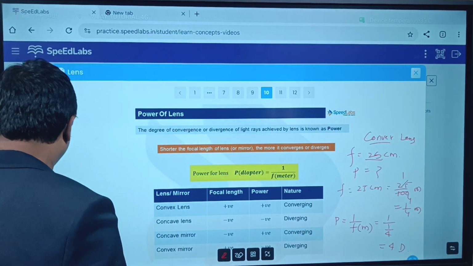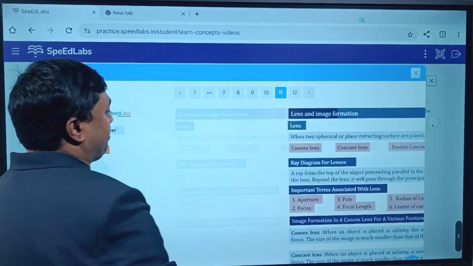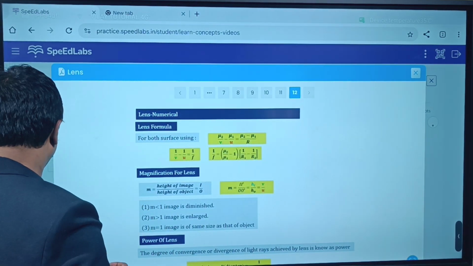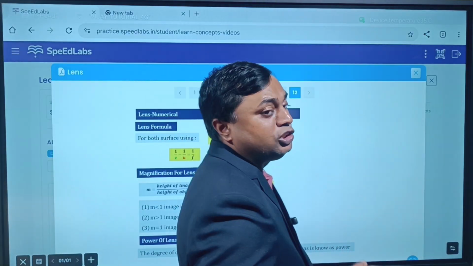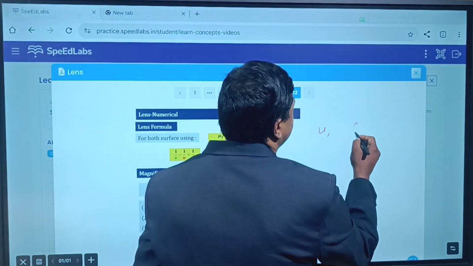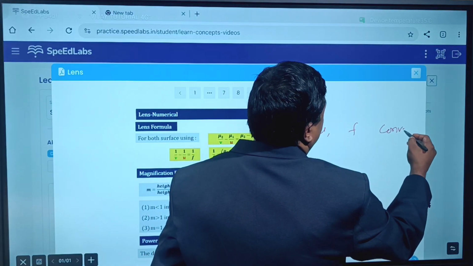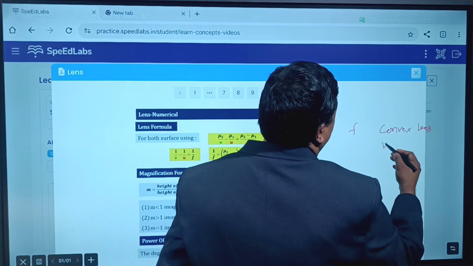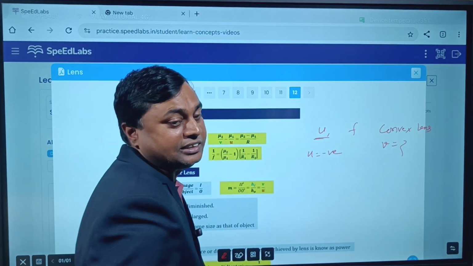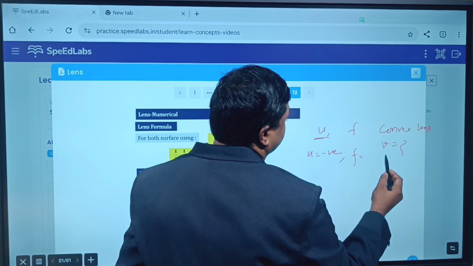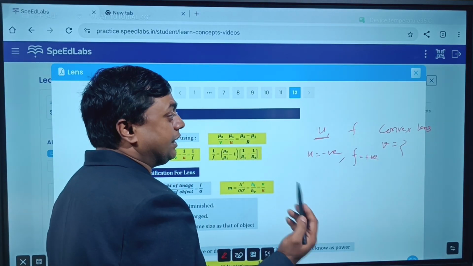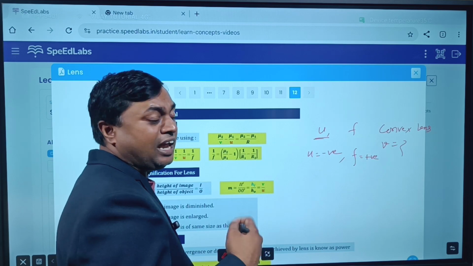Is it clear? You have to remember one thing, that when we are applying the sign convention in case of a lens formula, sign convention is always applied to the known quantities. Suppose u is given and f is given for a convex lens, and they ask for v. So u is generally what? Negative, because the object is on the left hand side, and focal length is positive, because focal length is on the right hand side. In case of a convex lens, v may be positive as well as negative.